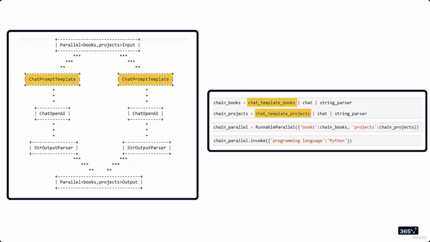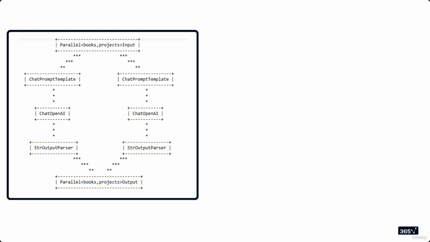Then both chains' chat prompt templates are invoked in parallel. Next come the chat models, followed by the string output parsers. Finally, we obtain the result of both chains. Very good. I hope you've found this way of visualizing the chains intriguing and intuitive.